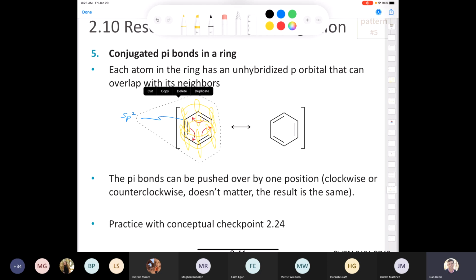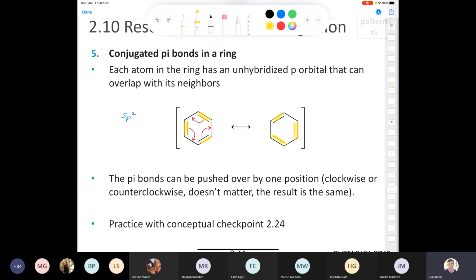So let's get back to resonance here. Let me delete this. The idea is that when we have an aromatic ring, we can push all 3 of the pi bonds with 3 arrows. And you see how the pi bonds were here, here, and here. Now they've moved over here.